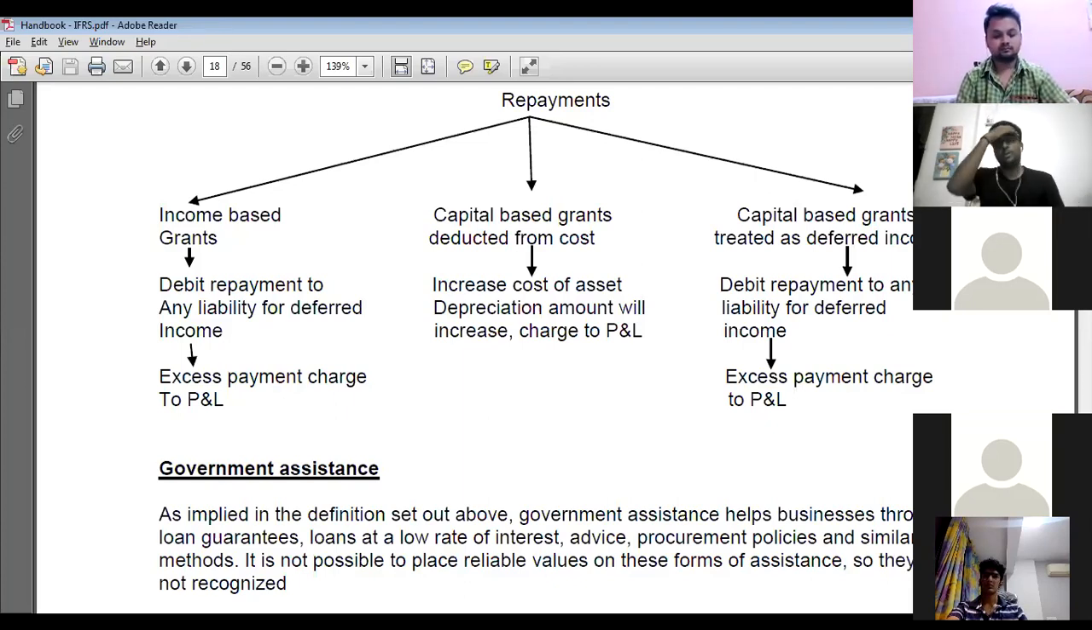अभी ये तो हो गया ग्रांट का अकाउंटिंग, जब मिलेगा। तब रीपेमेंट होगा तो क्या होगा? यानी कि अगर कंडीशन सेटिस्फाई हो रही है तो ग्रांट मिला, लेकिन ग्रांट मिल जाने के बाद कंपनी ने कोई कंडीशन वायलेट किया, तो इन दैट केस कंपनी को पूरा का पूरा ग्रांट रिटर्न करना पड़ेगा। पूरा ग्रांट रिटर्न करेंगे तो उसका अकाउंटिंग ट्रीटमेंट क्या होगा?